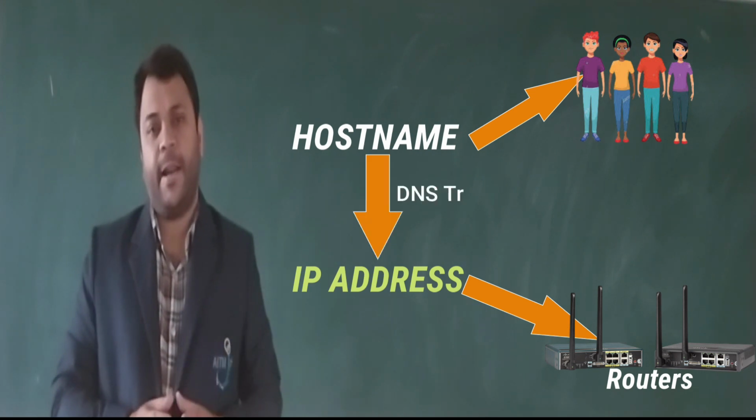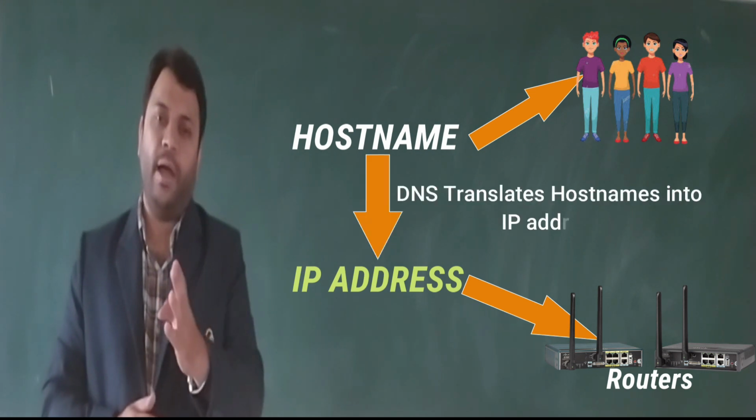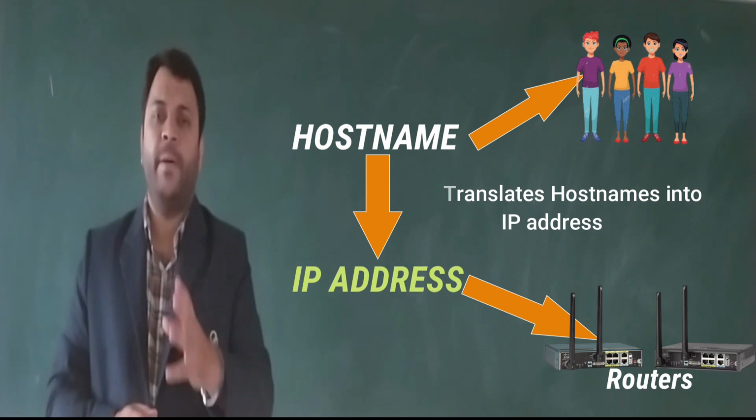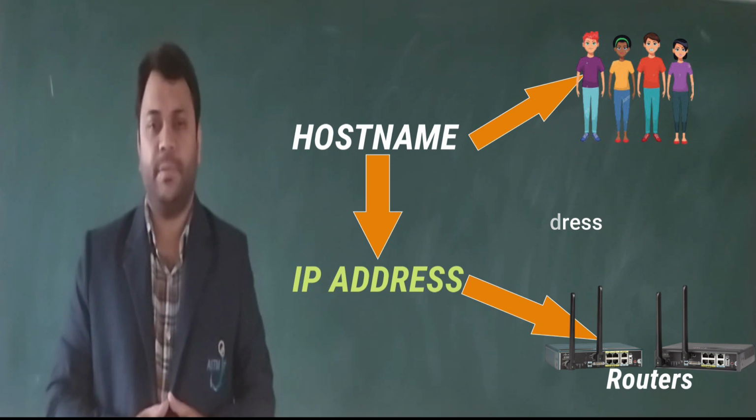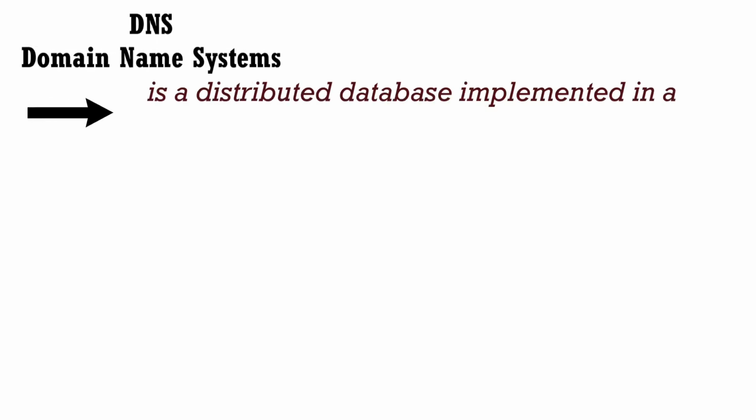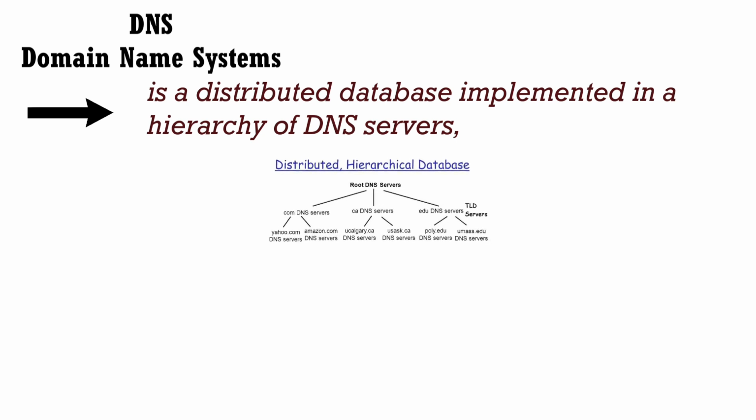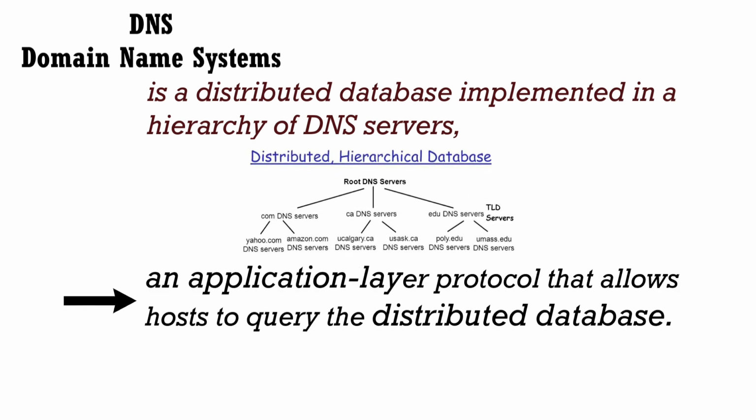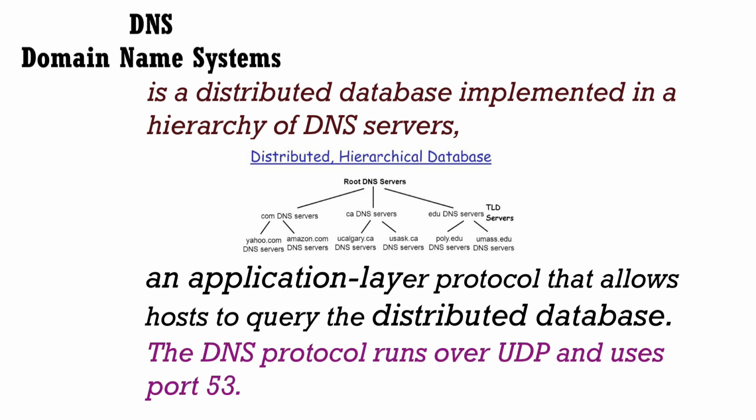The DNS that translates the host name into the IP address is the main task of the internet's domain name system, that is DNS. The DNS is a distributed database implemented in a hierarchy of DNS servers, and an application layer protocol that allows hosts to query the distributed database. The DNS protocol runs over UDP and uses port number 53.